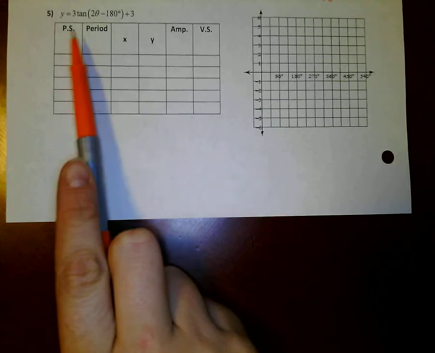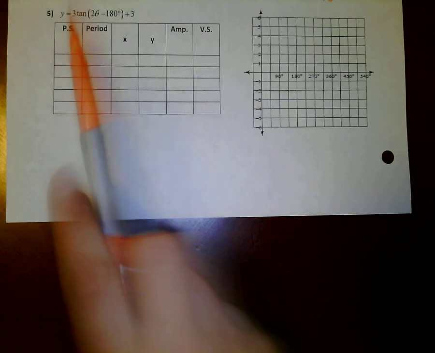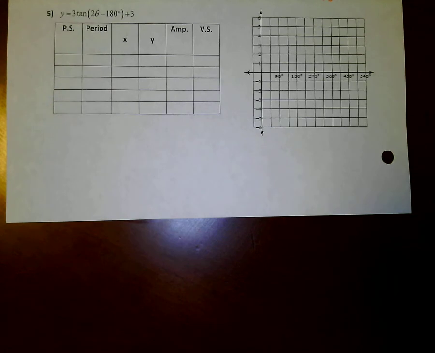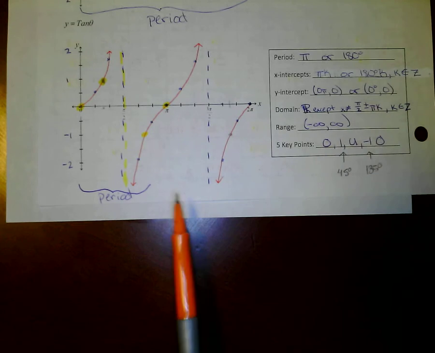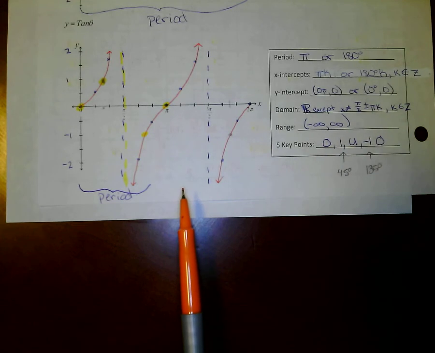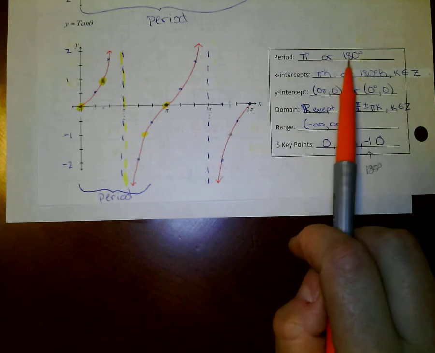This is a tangent function, so it's good to start with looking at what the tangent parent function would look like. And here it is from our notes last Friday. Okay, so here's a parent graph of a tangent function. Notice that tangent functions do have a different period, only 180 degrees or pi.